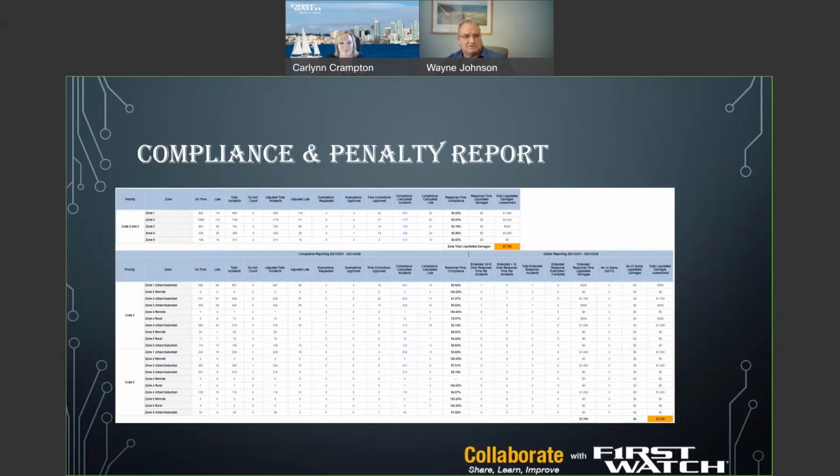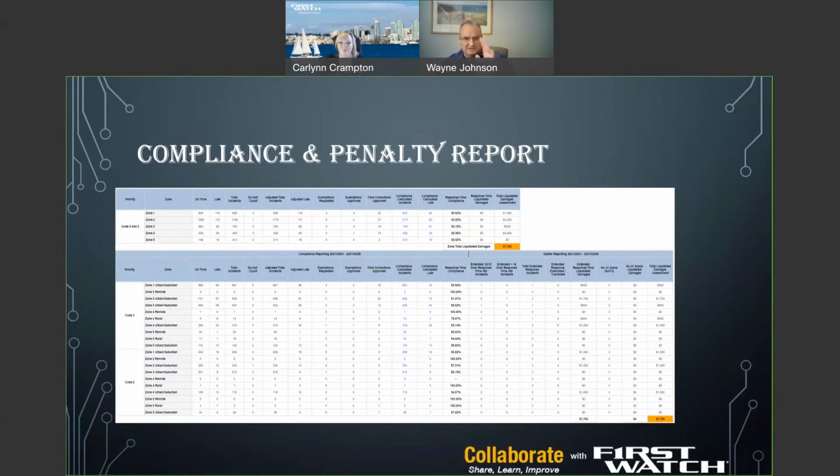The compliance and penalty report, this is an example of one that we do for a customer that has their zones. They do a combined zone or a combined penalty structure. So they have a code 2 and code 3 in all 5 zones that are combined. And they have their incidents, the on-time compliance and their total incidents, their late incidents, how many were adjudicated, how many were exempted. It gives you how many time corrections were approved, and then the compliance calculated incidents, the number of late calls, and gives you your percentage based on that.